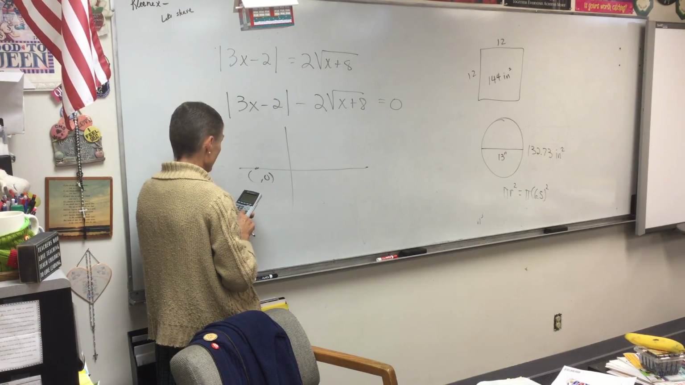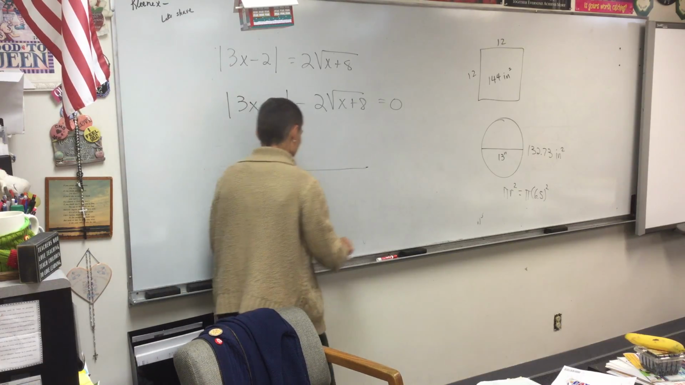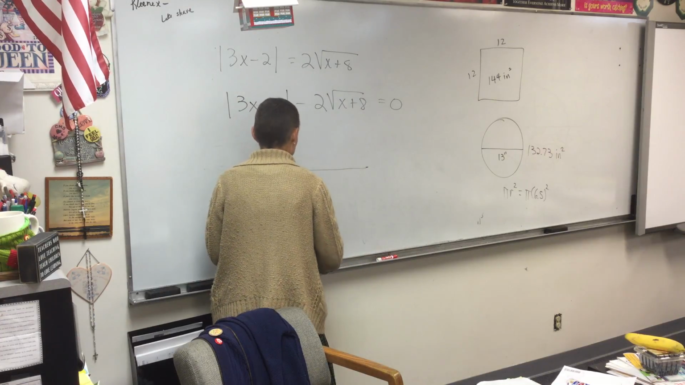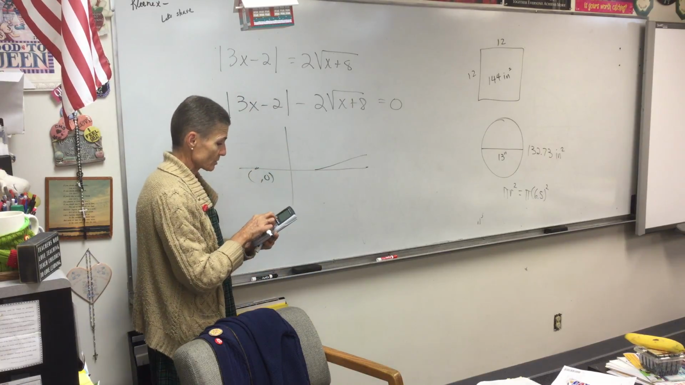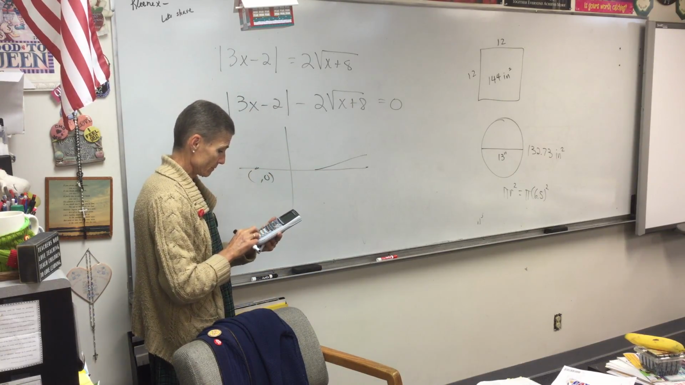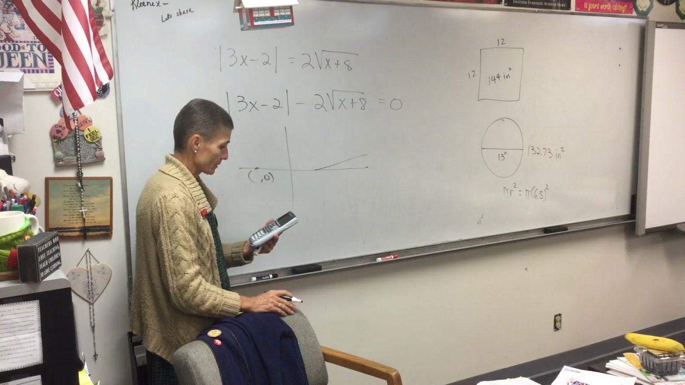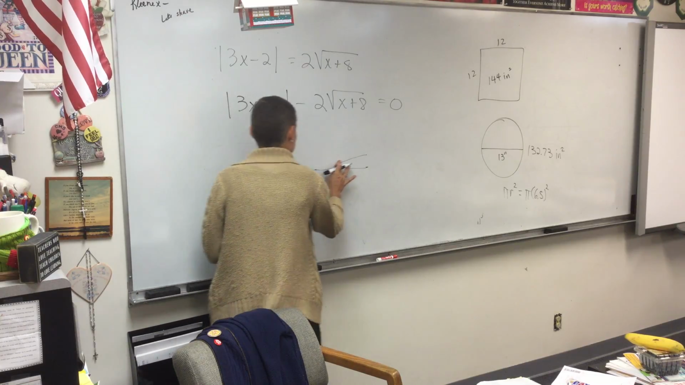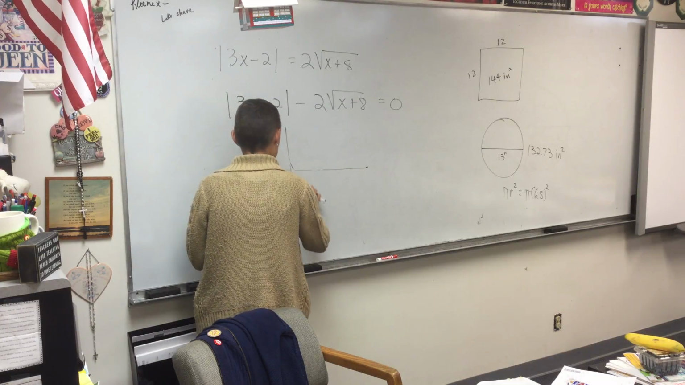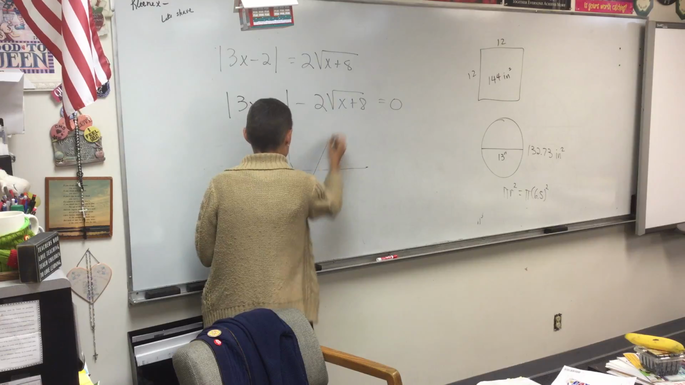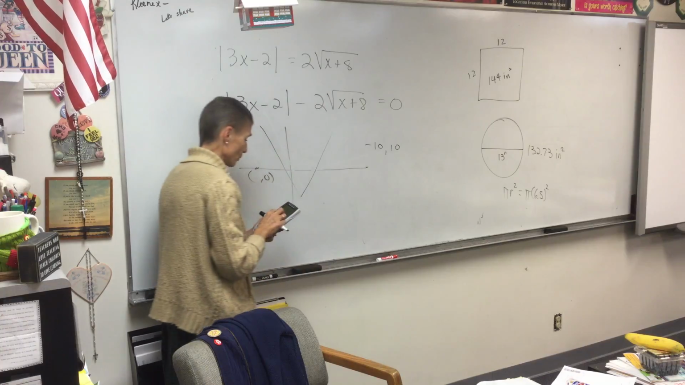Now I can't even remember how my window's set. I'm going to just hit graph. It's not good. My window, all I see is this little bit right here. I need to see more than that, so I'm going to change my window a little bit. There we go. Now I see a picture that looks like this. And I use the standard window, negative 10 to 10 on both X and Y.